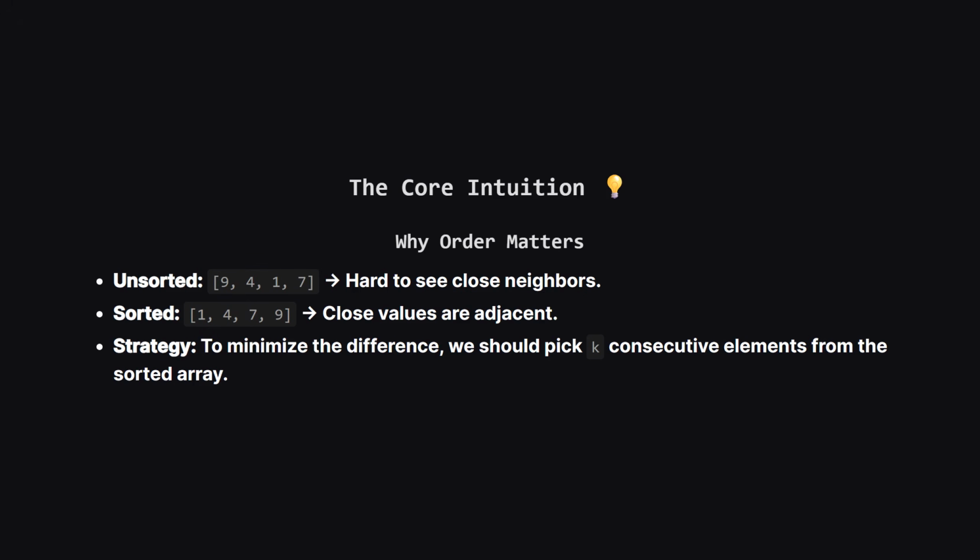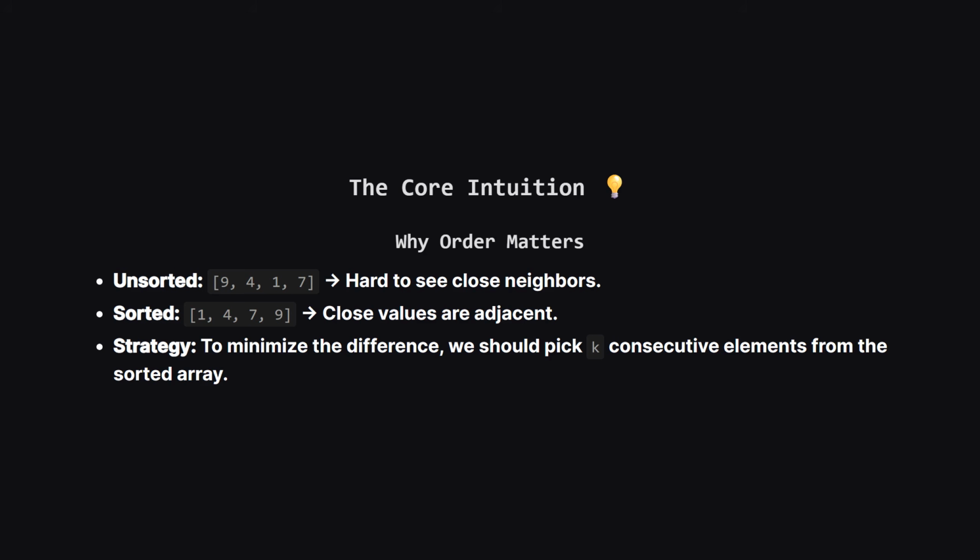So how do we solve this efficiently? The key insight here is about proximity. If you want the difference between the largest and smallest numbers to be small, those numbers need to be close to each other in value. If we sort the array first, the numbers that are closest in value will be right next to each other.